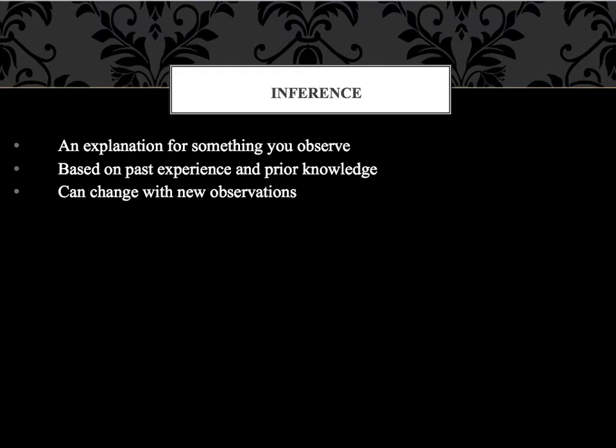So if you walk in your house and you smell pizza and say, there must be a football game on TV tonight, that wouldn't be a proper inference because you're not drawing an inference based upon the observations that you made. And then you can change your inferences with new observations. So then you walk into the kitchen and it's empty, no pizza in sight. You're going to probably draw a different inference then.